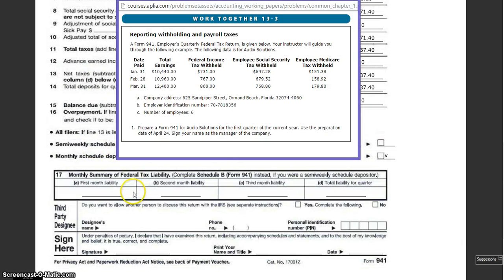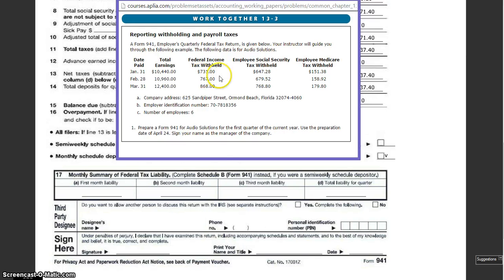Alright, this next step might seem a little bit tricky, but what we have to do is decide how much our first month liability, second month liability, and third month liability, and then total for this quarter. So here's our first, second, and third month. So what we have to figure out is the amount of federal tax liability that we have here. So we have to add our federal tax, we have to add 2 times our Social Security amount, and 2 times our employee Medicare tax withheld, because remember it's employer and employee for both of these amounts.